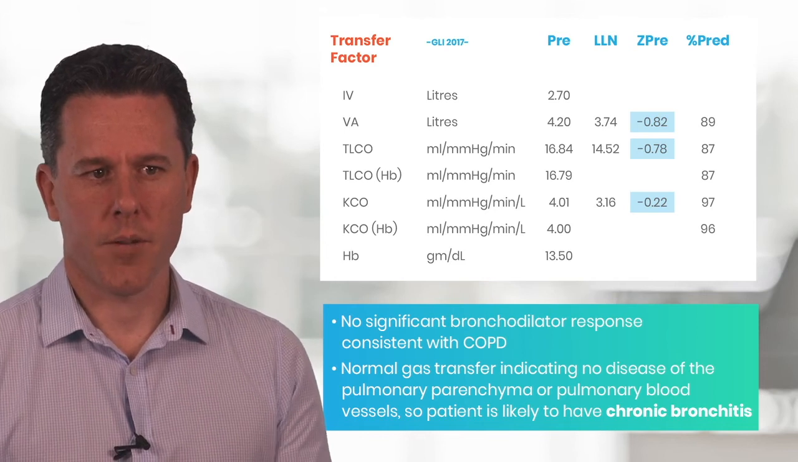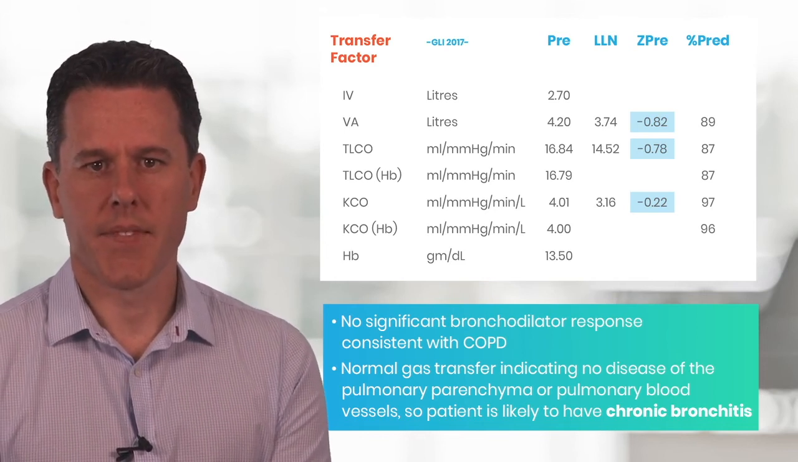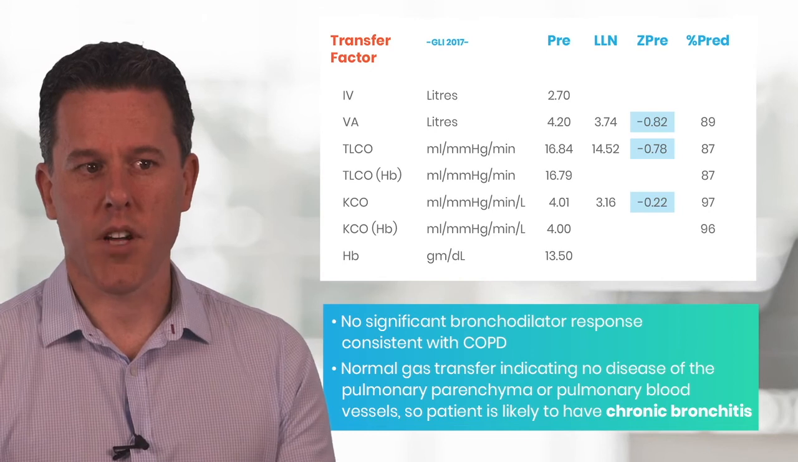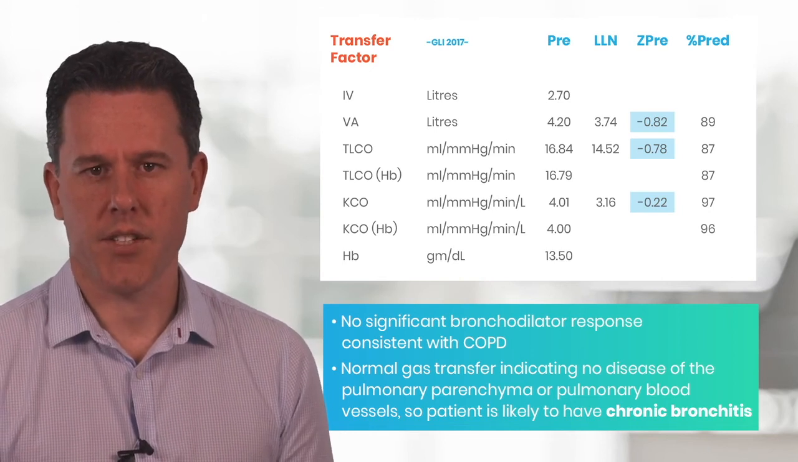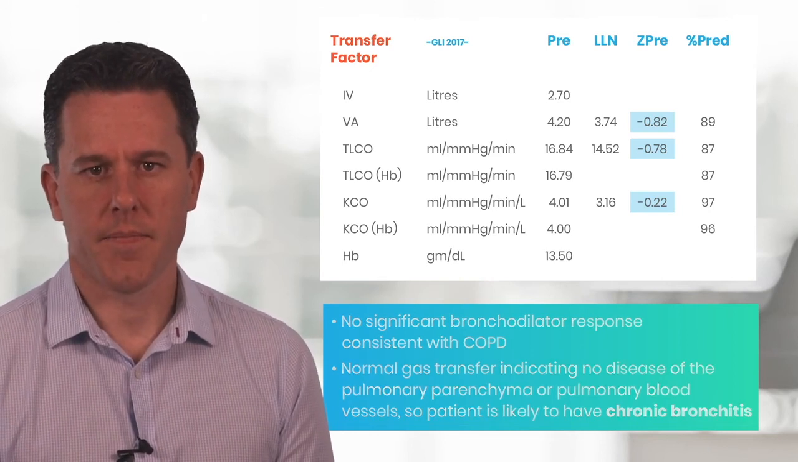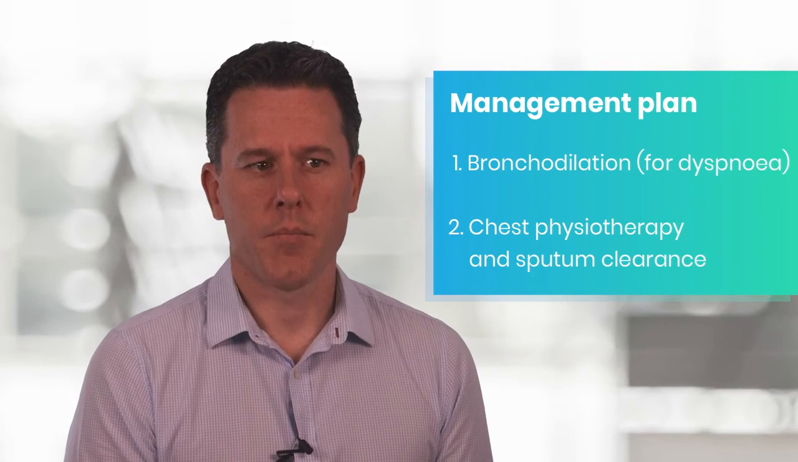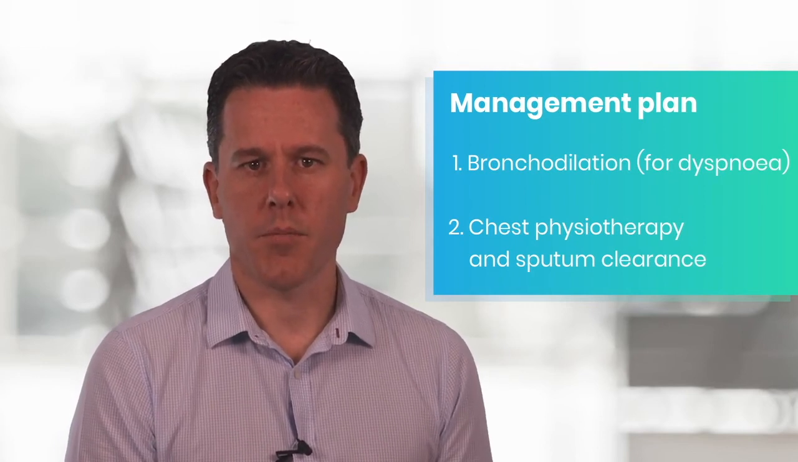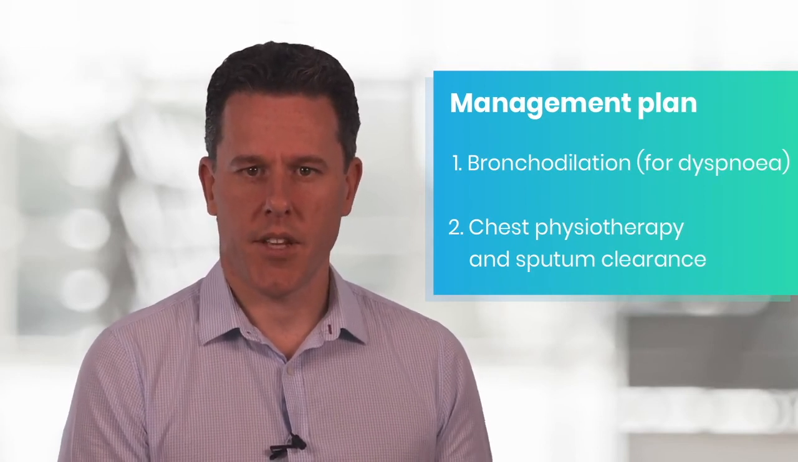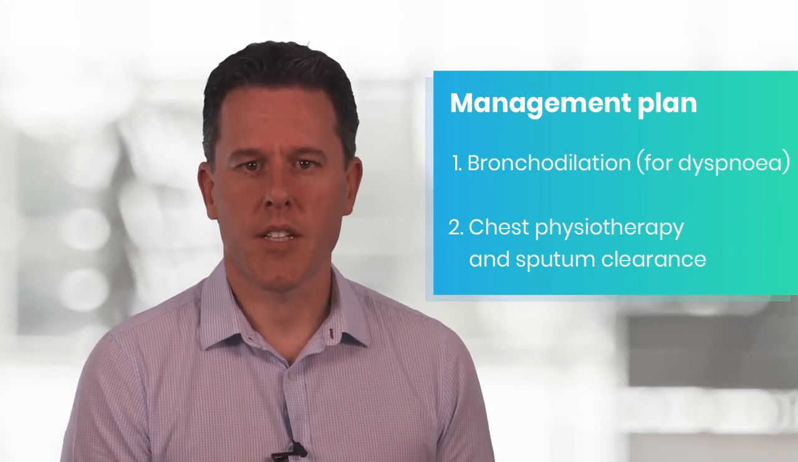And so we know there's airflow obstruction, there's definitely COPD. The presentation is more of cough, which is consistent with the presentation of chronic bronchitis. So if this patient is breathless, then sure, they may benefit from bronchodilation. But if really the cough and sputum production is the problem, then maybe chest physiotherapy and sputum clearance might be more useful for this person.